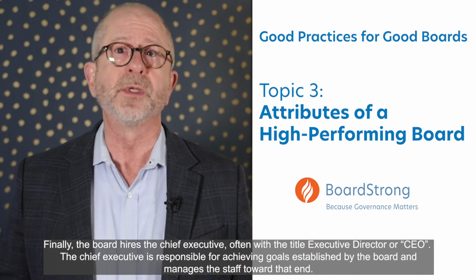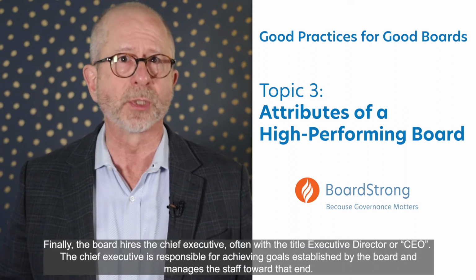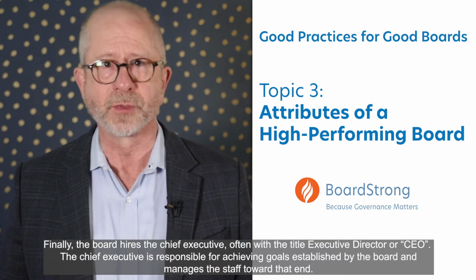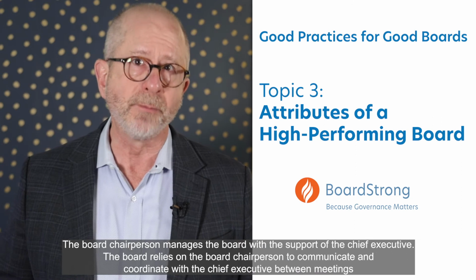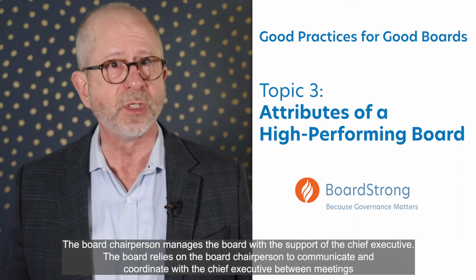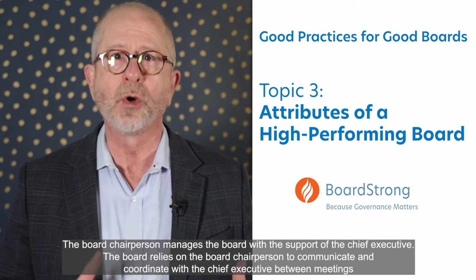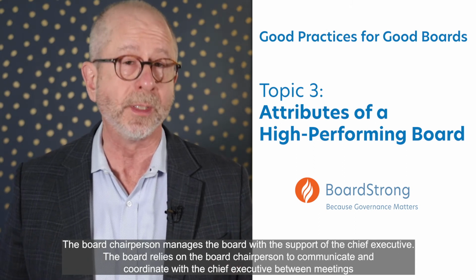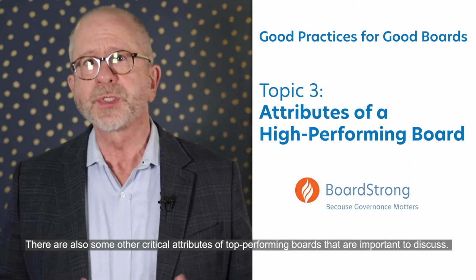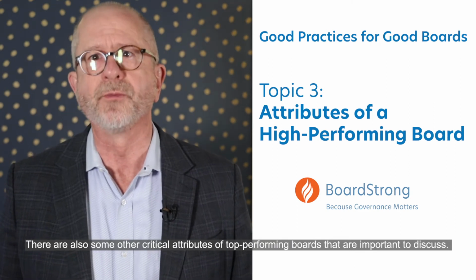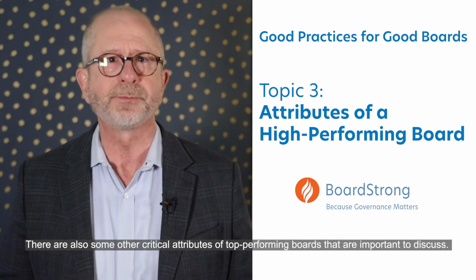The chief executive is responsible for achieving goals established by the board and manages the staff toward that end. The board chairperson manages the board with the support of the chief executive. The board relies on the board chairperson to communicate and coordinate with the chief executive between meetings. There are also some other critical attributes of top-performing boards that are important to discuss.